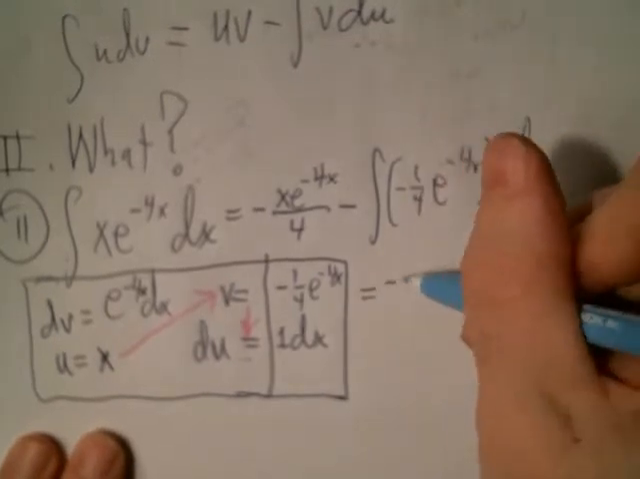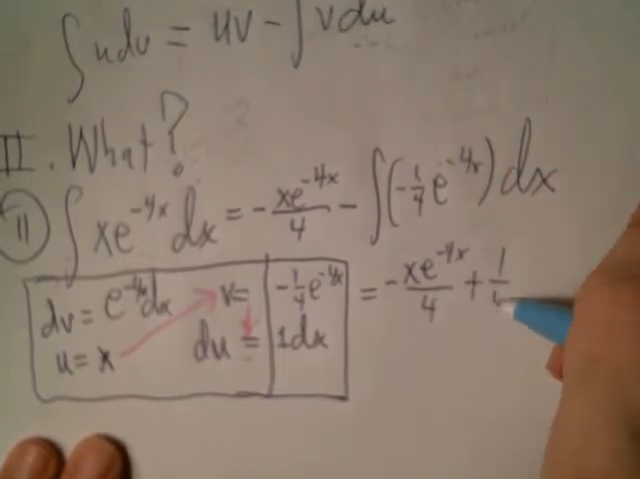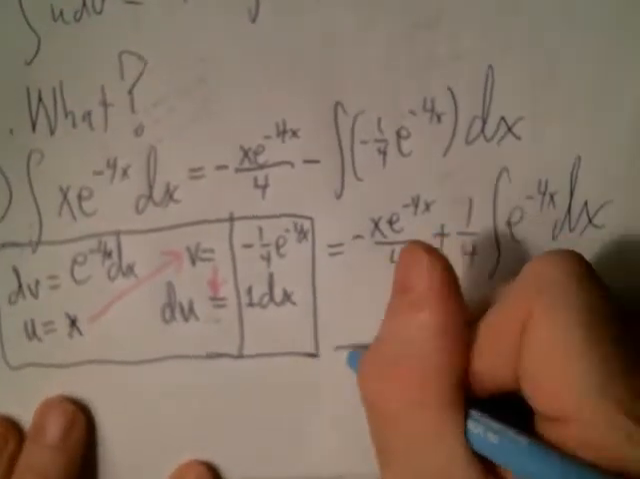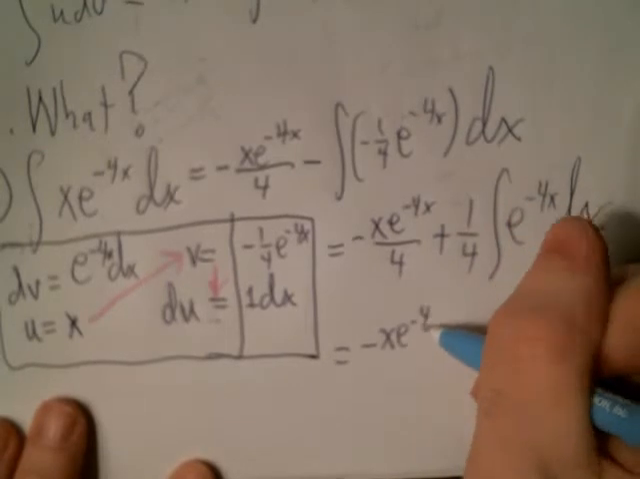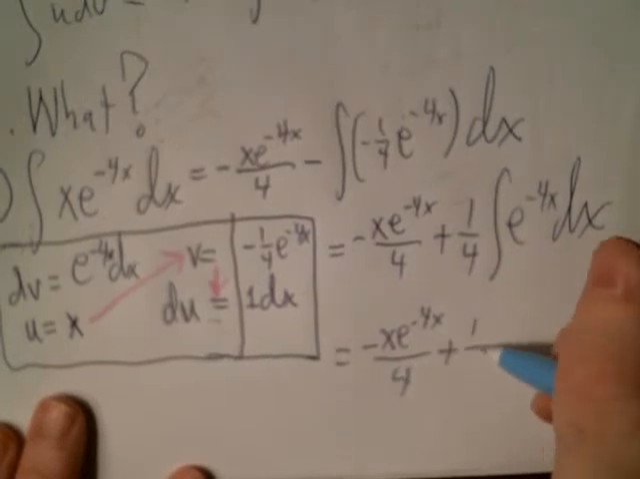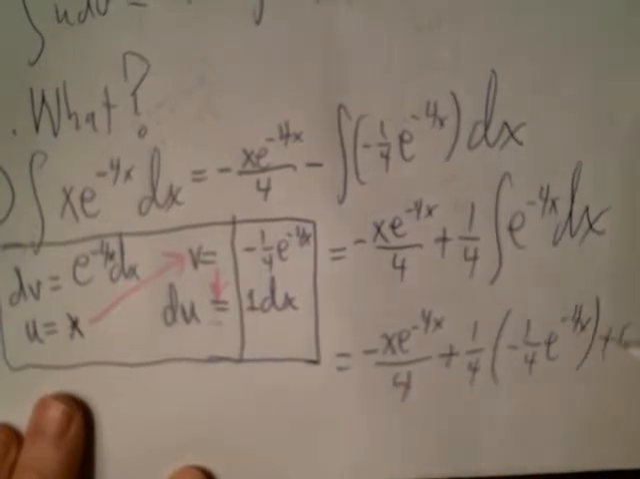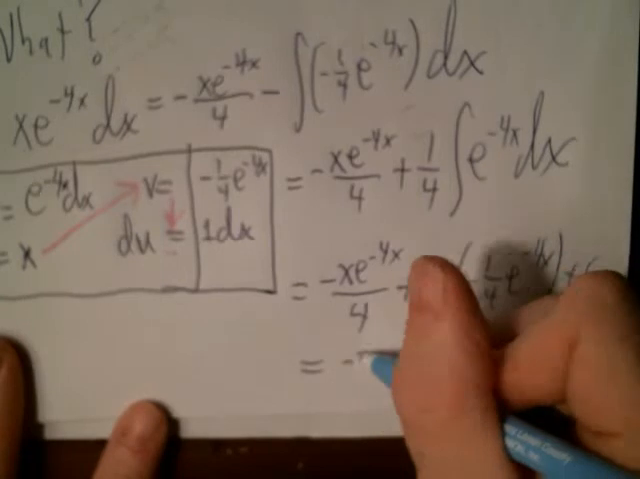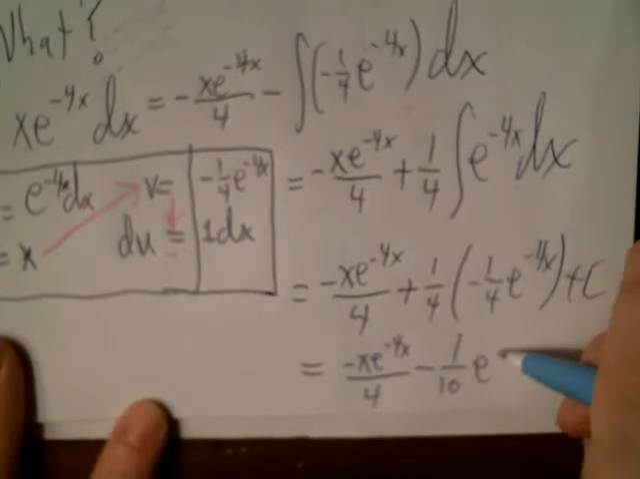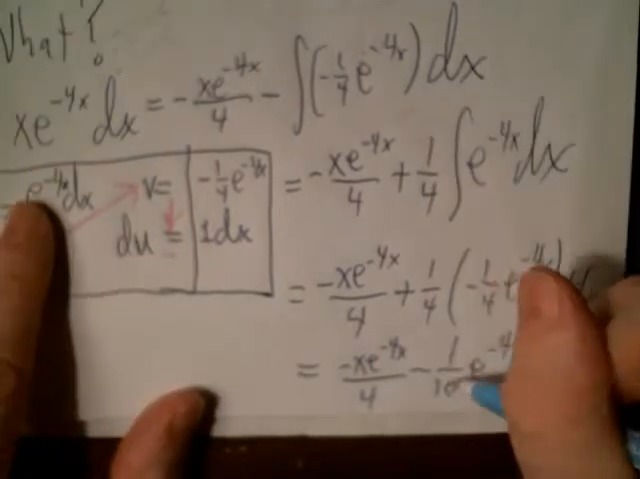Let's clean that up a bit, and we have some integration. Negative x e to the negative 4x all over 4 plus, bring out the constant 1/4, the integral of e to the negative 4x. I just did that in my margin, so that'll be easy. This is negative x e to the negative 4x over 4 plus 1/4 times negative 1/4 e to the negative 4x plus c. And that'll be negative x e to the negative 4x all over 4 minus 1/16 e to the negative 4x plus c. All right, and that's how it works.